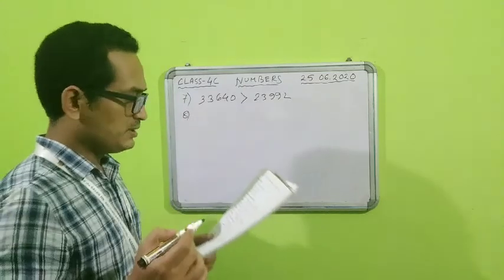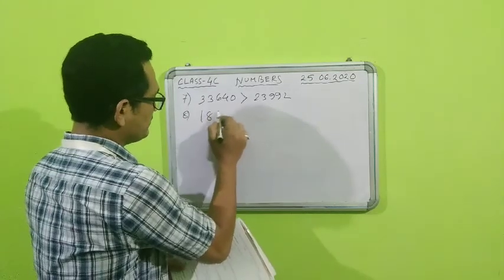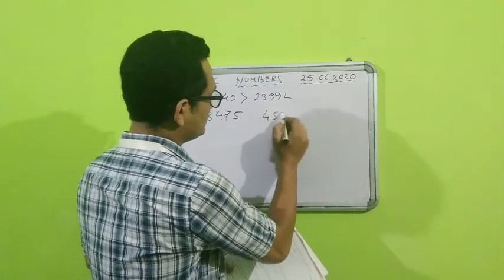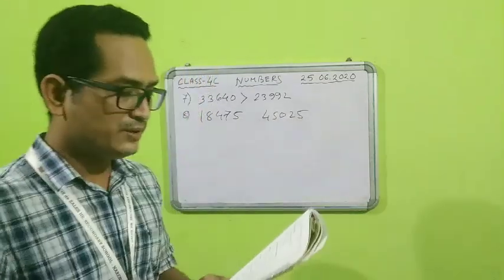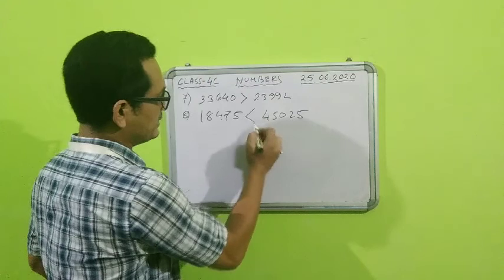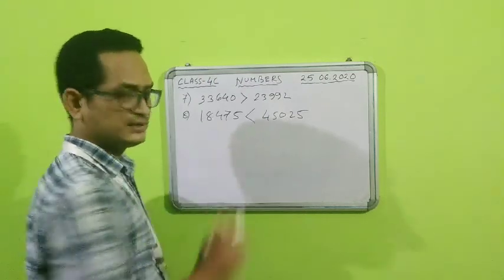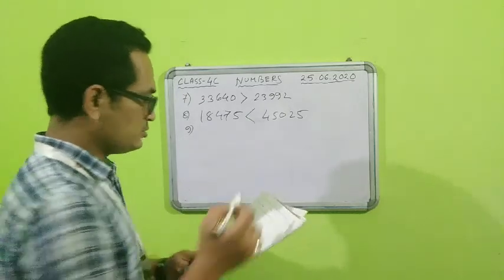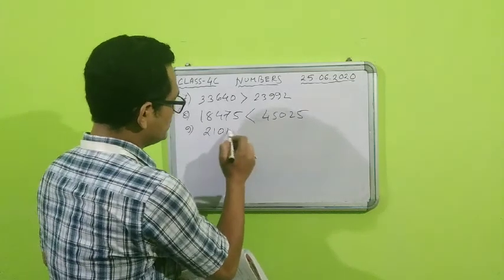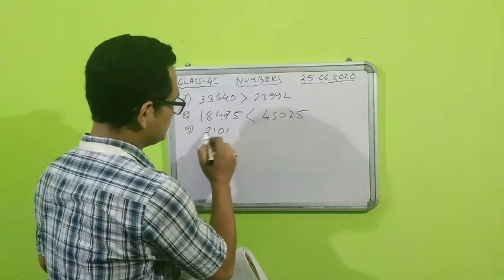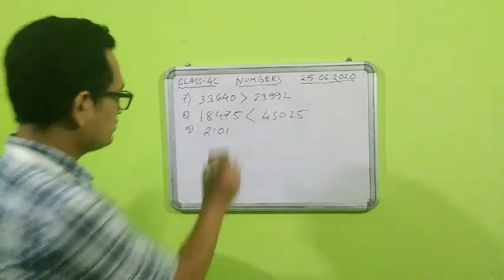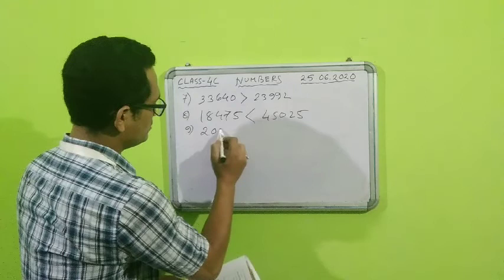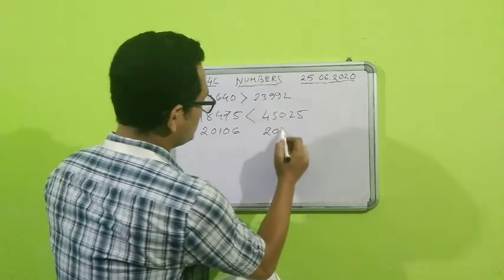Number 8, 18,475 and the next one is 45,025. Which one will be the greater one? Of course the second one is greater, because this is 45,000 and this is 18,000. Question number 9, 20,106 and 20,106.